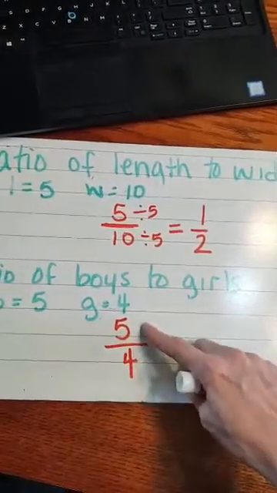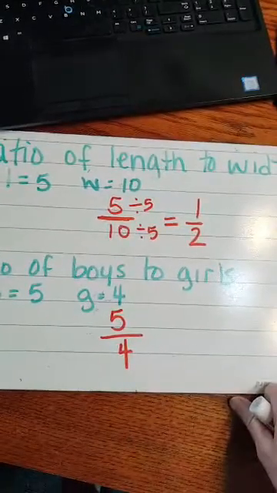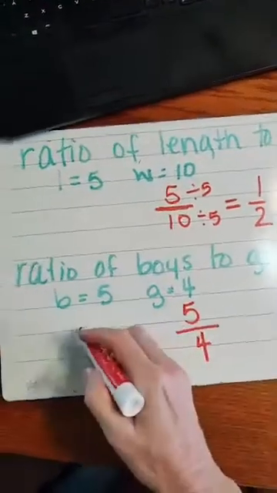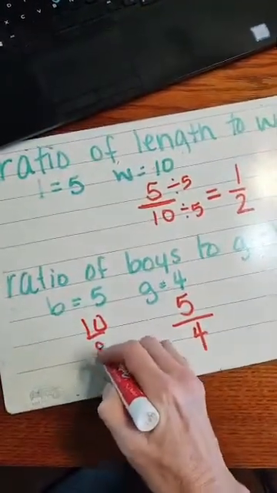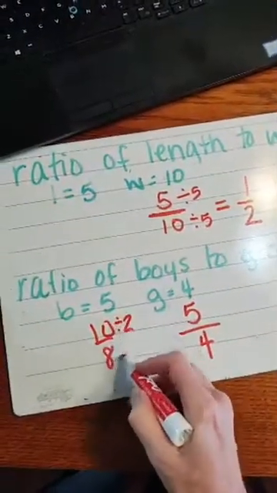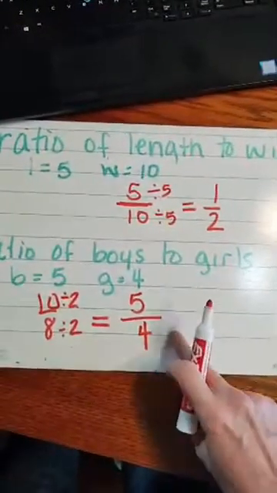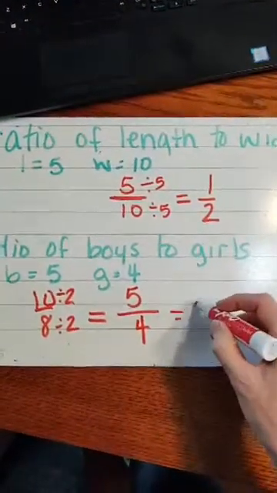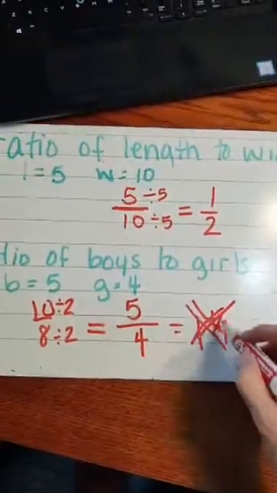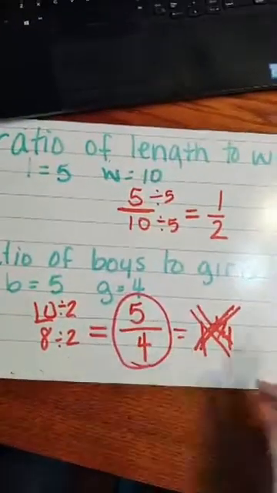Okay, so if it has a bigger number on top and a smaller number on bottom, and it's a ratio, we have to leave it like this. If it was 10/8, we could reduce like we did up here, divide by 2 to make it 5/4, but we cannot make it 1 1/4. This is not okay with ratios. We cannot have mixed numbers. We have to leave it as an improper fraction.